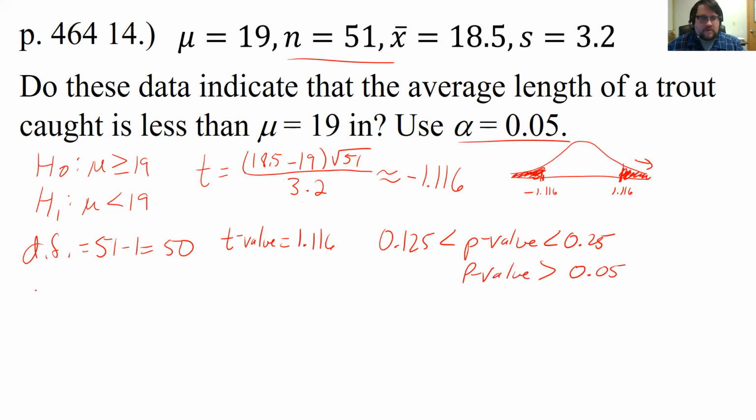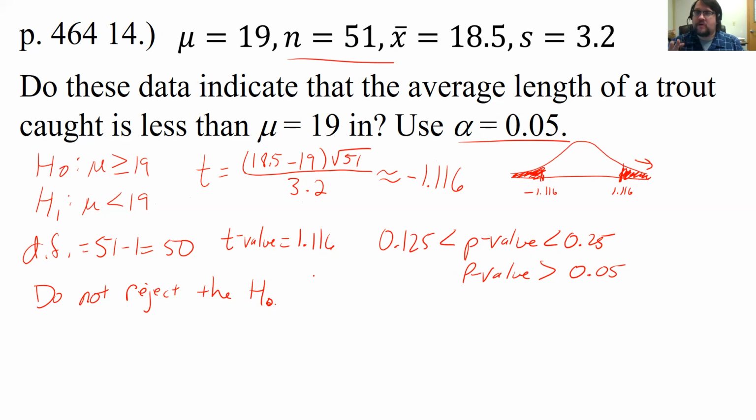So, do not reject the null hypothesis. Okay, don't reject the null hypothesis. We can't say it's actually smaller. Just because you got an average size from your sample of 18.5, it's just not different enough that we think the entire population average is probably off of there.